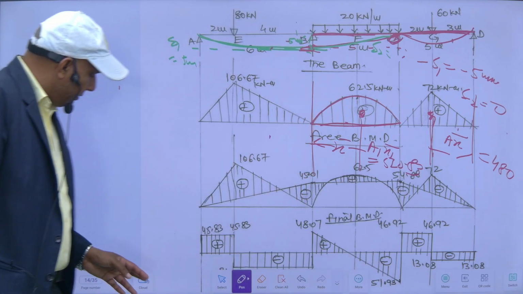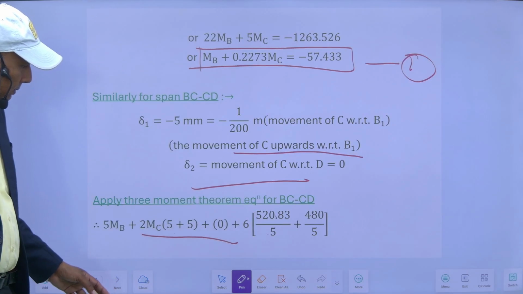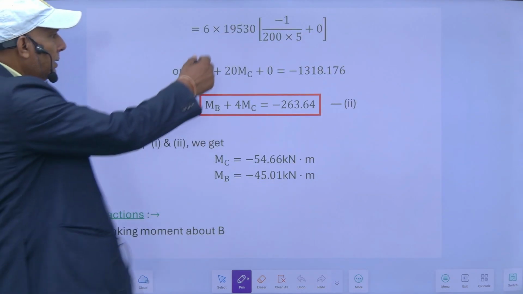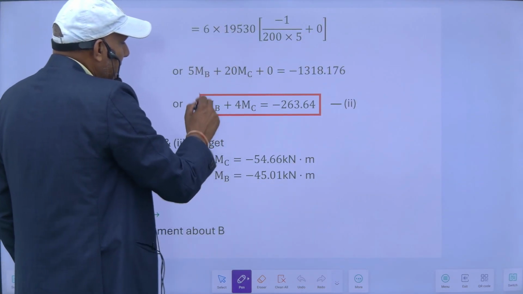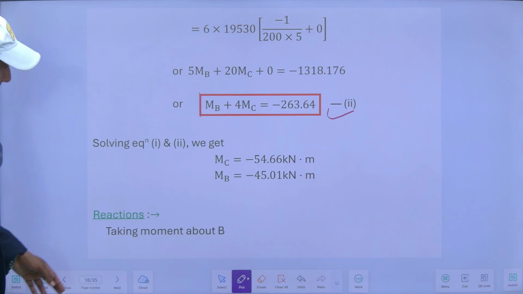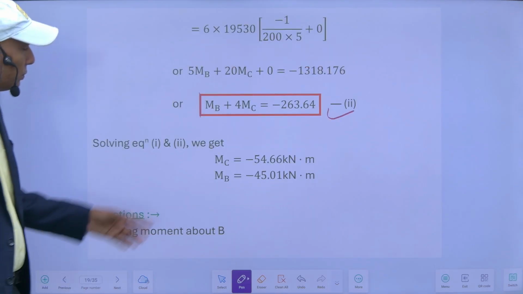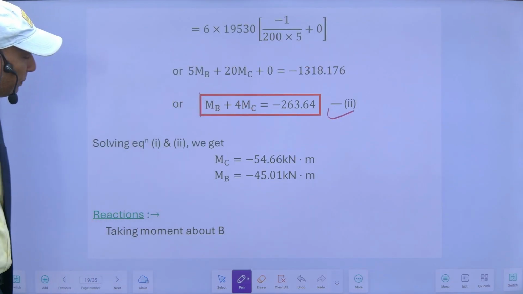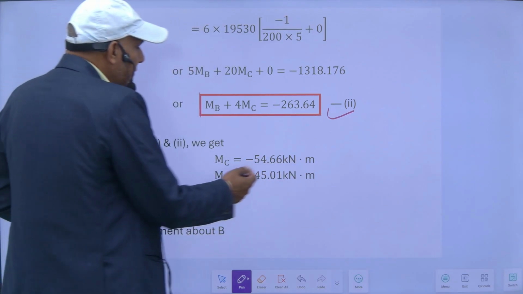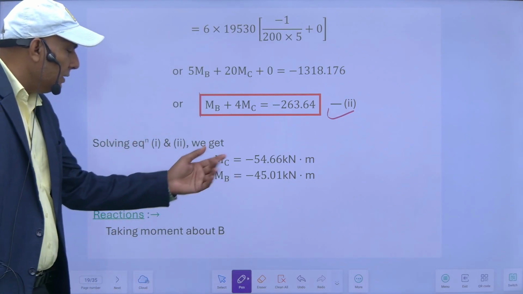So I will put this value here. So I will get another equation, and after solving I will get these equations. So this is my equation number 2, and equation number 1 is this one. By solving equation 1 and equation 2, I will get MC is equal to minus 54.66 and MB is equal to minus 45.01 kilonewton meter. So these are the values.